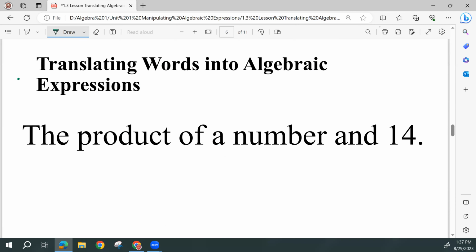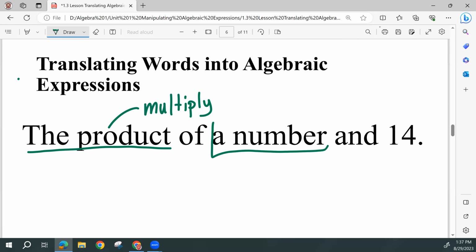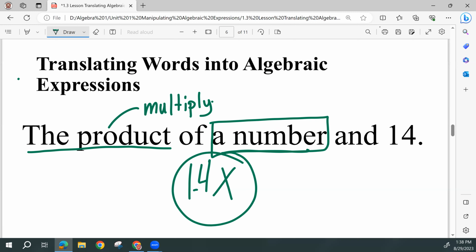The product of a number. Product tells us to multiply. When we have the product of a number, again it tells us, let's use a variable. I'm going to use the variable X. When I'm multiplying X times something, if it's an actual number, I can just write that number next to X. So this says the product, multiply, a number, X, and 14. That means I'm multiplying X and 14. And we can write that just as 14X.